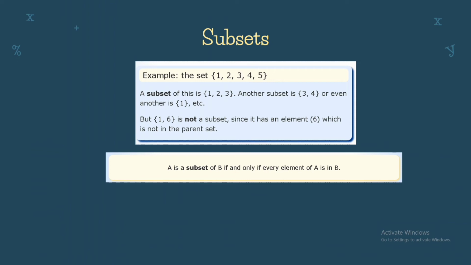So, A is a subset of B if and only if every element of A is in B. So, magiging subset lang siya kung yung numbers na makikita natin sa isang set. So, for example, yung numbers na makikita natin sa set A ay nandun din sa set B. So, that will be considered as a subset.